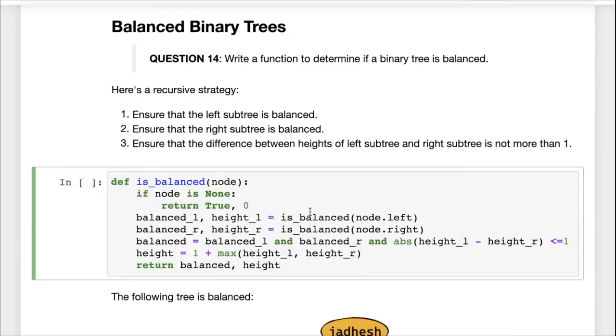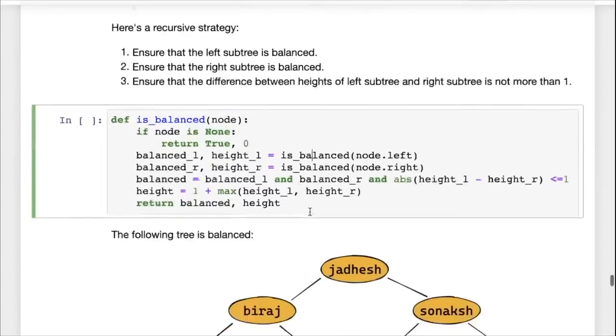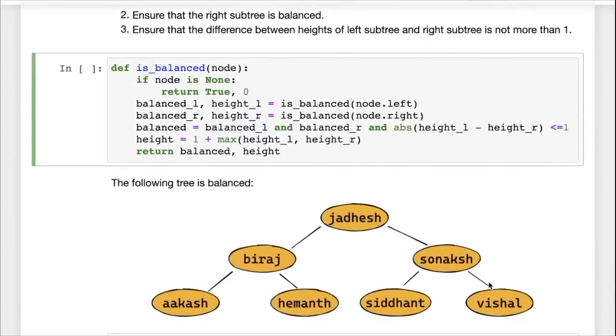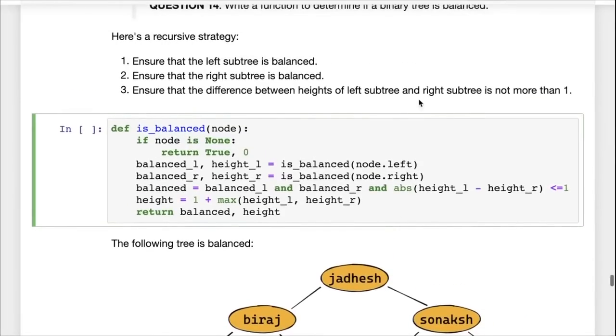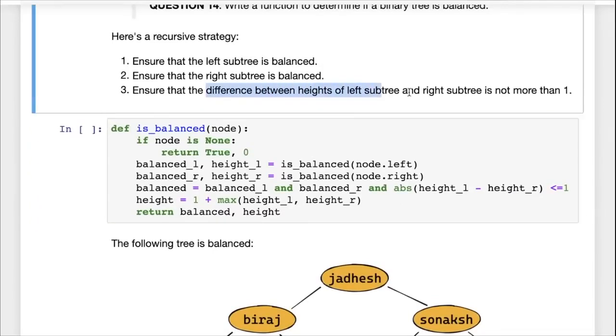And that can only happen for certain numbers. For example, you can have one node which satisfies this property, or you can have a tree with 3 nodes which satisfy this property, or you can have a tree with 7 nodes which satisfies this property, but you may not be able to get a tree with 6 nodes to satisfy that property. For instance, if you remove Vishal here, you will see that the left subtree and right subtree of this node Sonaksh will not be of equal height. That's why for balancing, we relax the criteria slightly. We simply need to ensure that the difference between the heights of the left and the right subtrees is not more than 1.